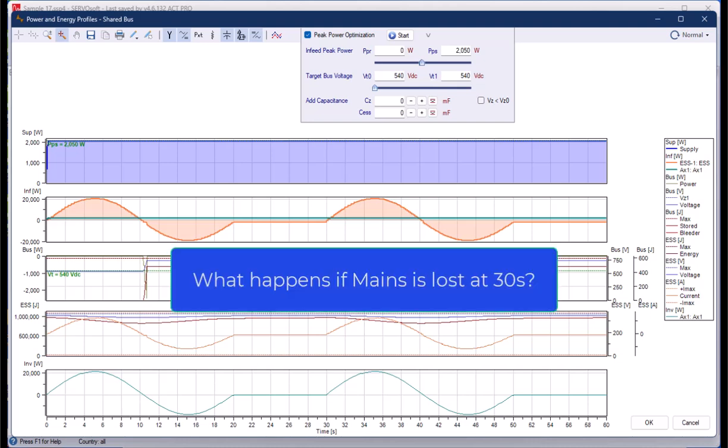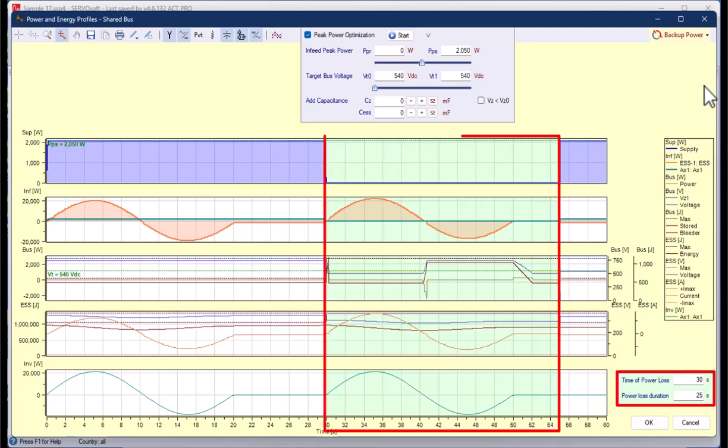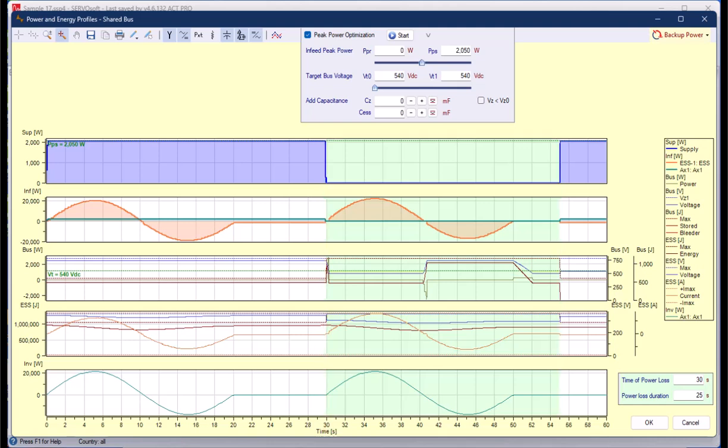So, what happens if the main supply is lost at 30 seconds? Let's change to backup power mode and set to 30 seconds with duration of 25 seconds. Starting at 30 seconds until 55 seconds, the main supply is 0, and the ESS does all the work. This is why so much ESS energy storage was selected. The green background shows how the system can continue to run without issue for the entire duration of power loss. The system can easily handle the second half of the sequence with plenty of energy storage to spare.